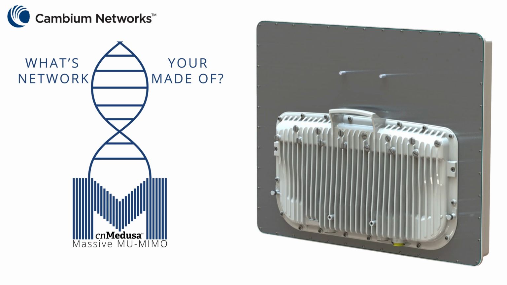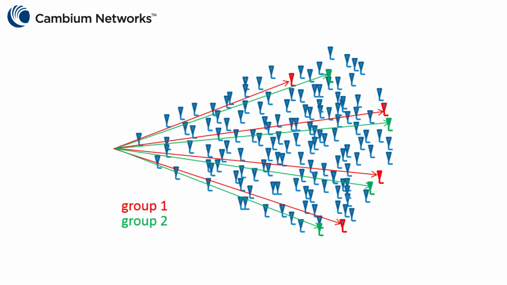cnMedusa allows subscriber modules separated by specific angles from the bore site to communicate at the same time in the downlink. SMs meeting this criteria, which requires service at an instance in time, are put in groups. In this diagram, we see two groups of 4 SMs. Each group will communicate sequentially until all SMs requesting data are serviced.